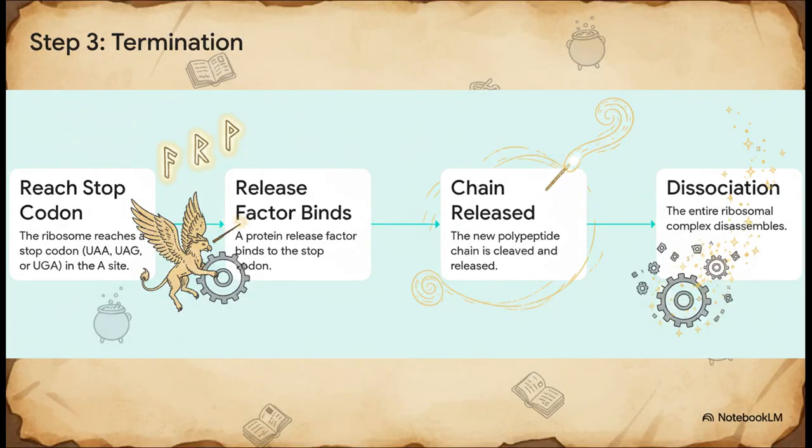And finally, we hit termination. This whole thing is triggered when the ribosome runs into a stop codon in the A site. Now remember, there's no tRNA that recognizes stop. So instead, this protein called a release factor comes in, it cuts our newly made protein free, and the whole factory just disassembles. The job is done.